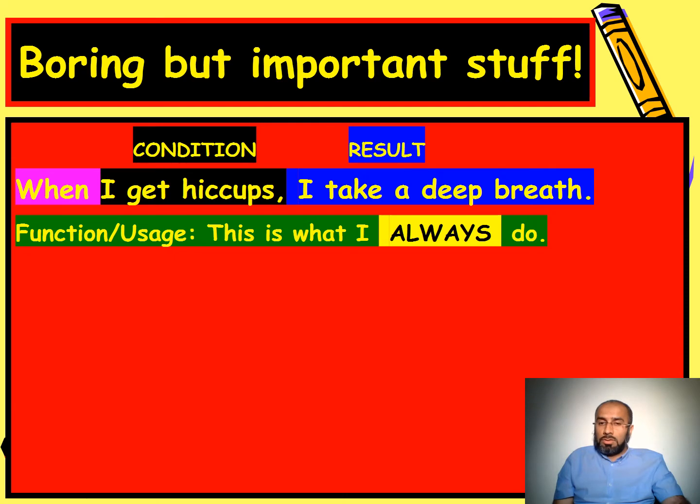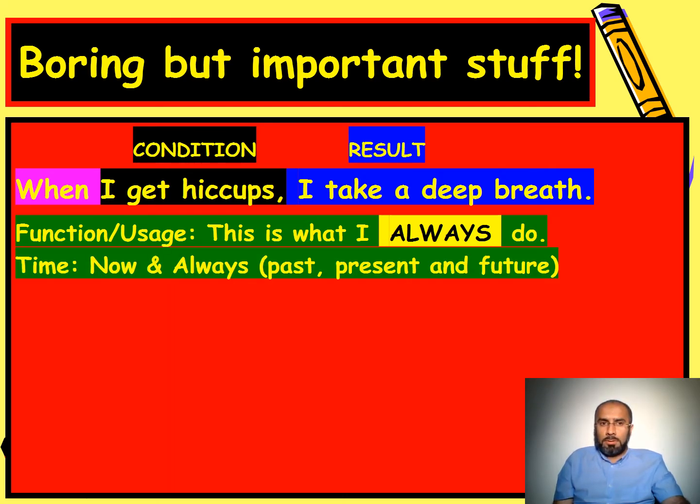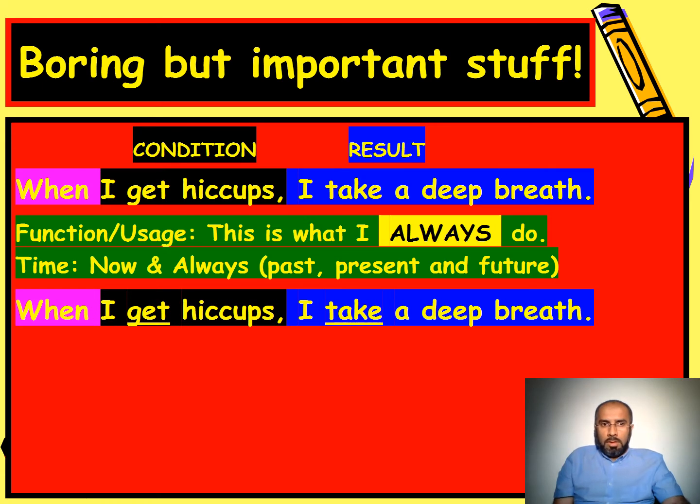So that is the function of zero conditional, something that always happens, right? And the time is now and always. So it's past, present, and future. So we're talking about all the time. Okay, so when I get hiccups, I take a deep breath.